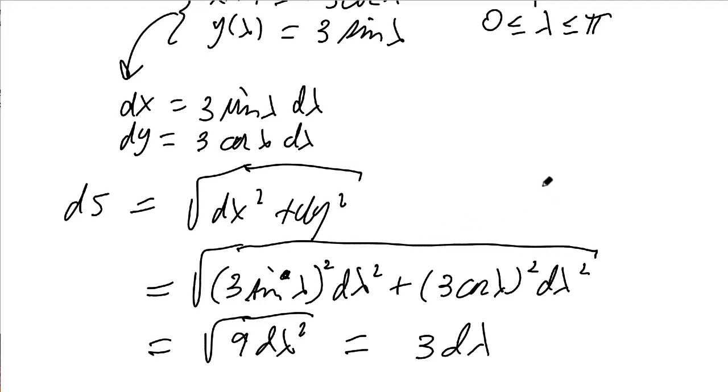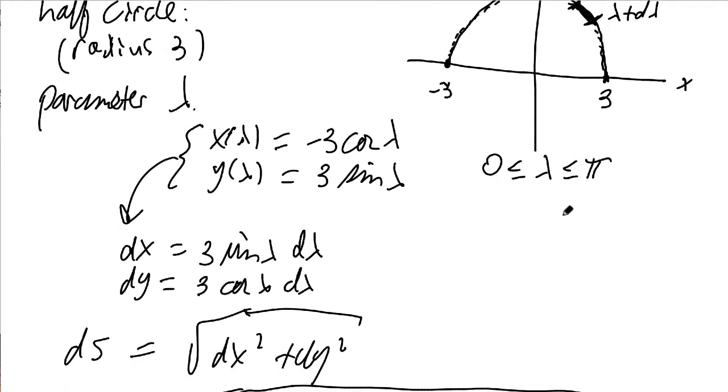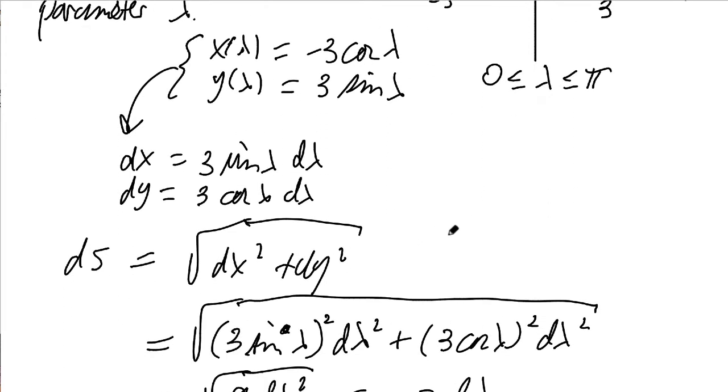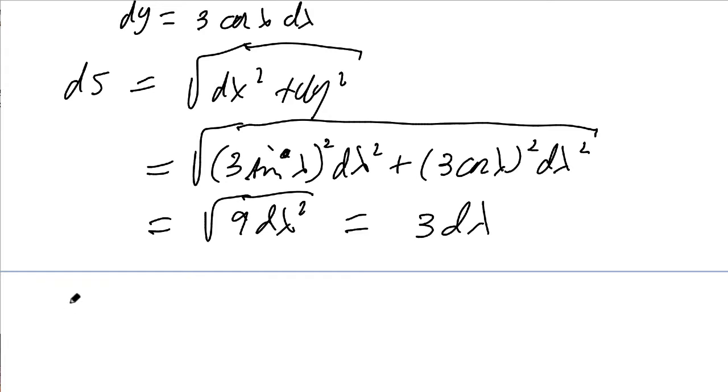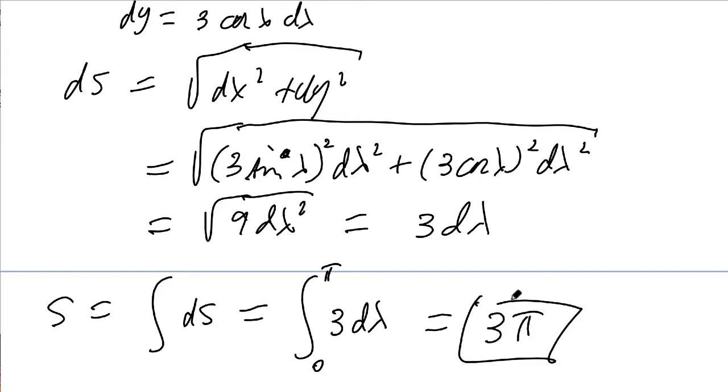So this distance right here is 3 times d lambda. And now to get the total distance through the half circle, we just integrate. So the total distance s is the integral of ds. That's the integral of 3 d lambda, and the range is lambda equals 0 to pi. So that's just equal to 3 pi, which is of course the correct result.